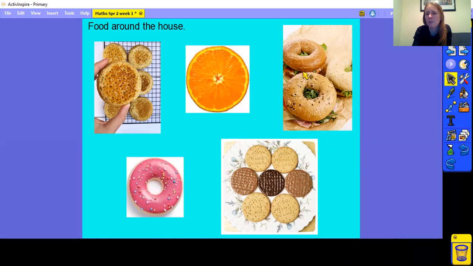And here is a bagel. The bagel has one curved side that goes all the way round. And another small circle in the middle. Let's have a look at another one.